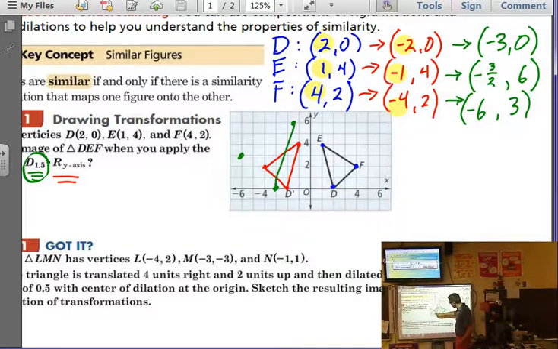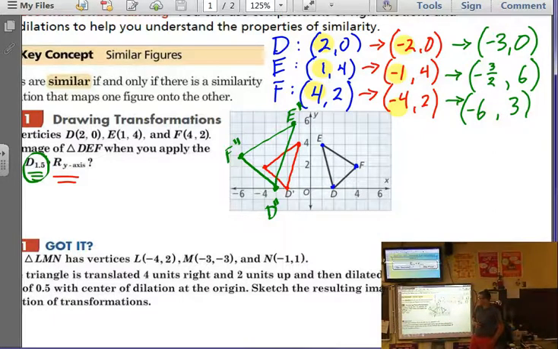So our new reflected and dilated shape would be my green triangle right there, and this would actually be D double prime, E double prime, and F double prime, since we have changed it twice. Here in the red, we would have had our single prime, and in the green is the double prime.